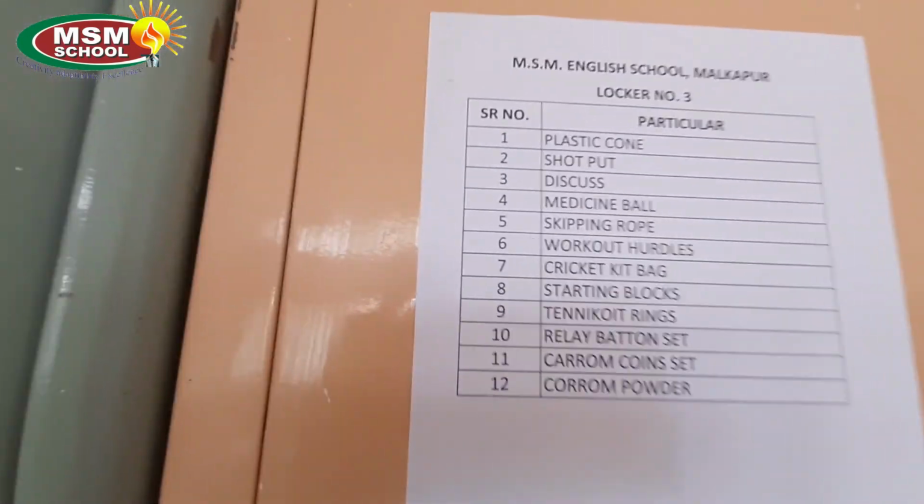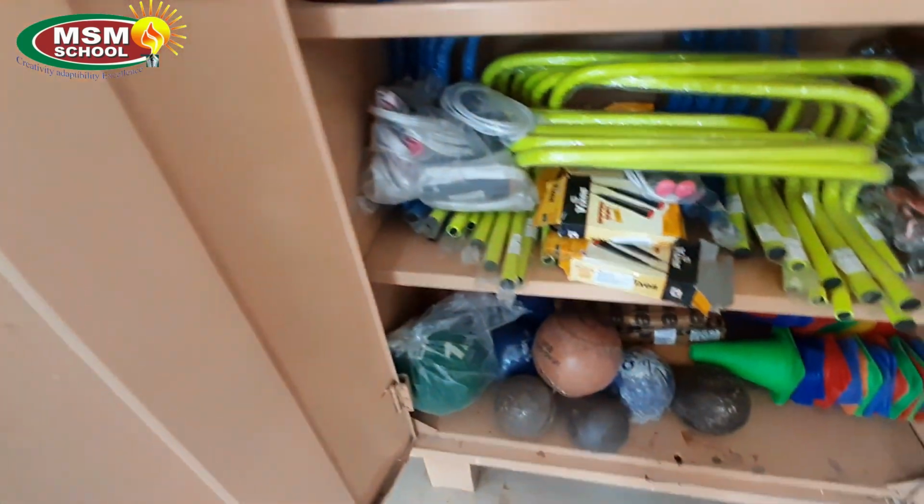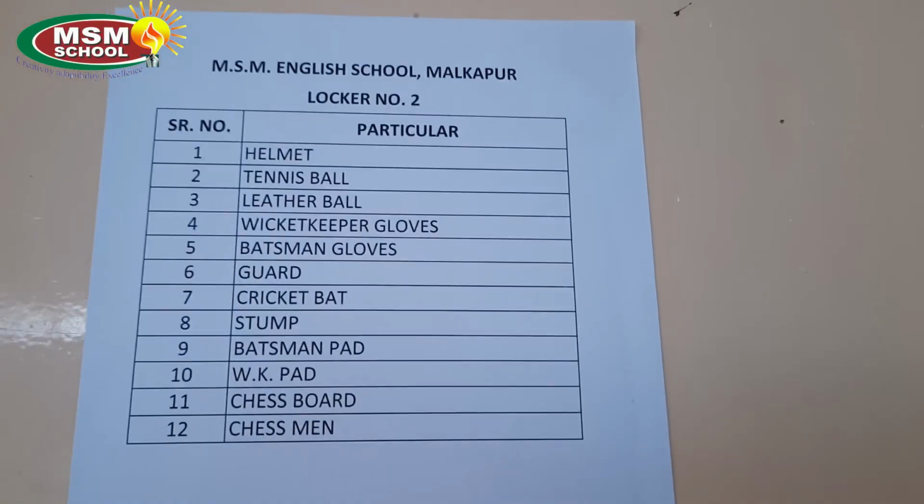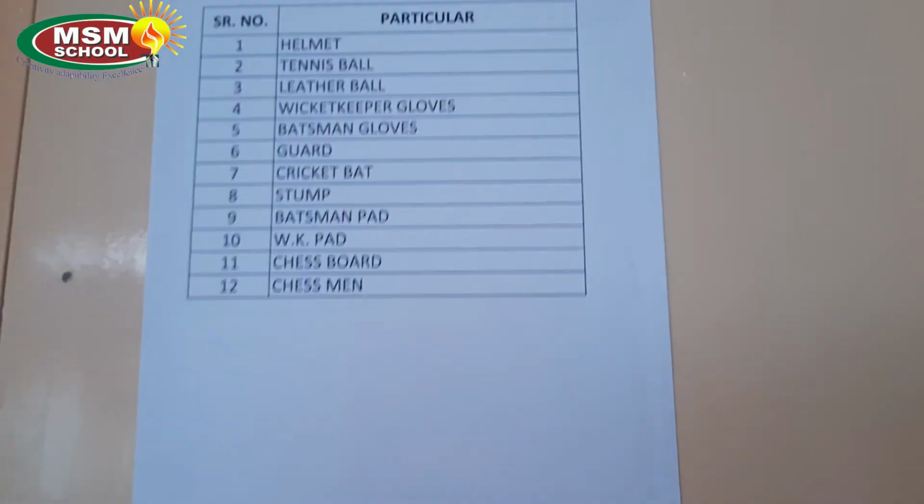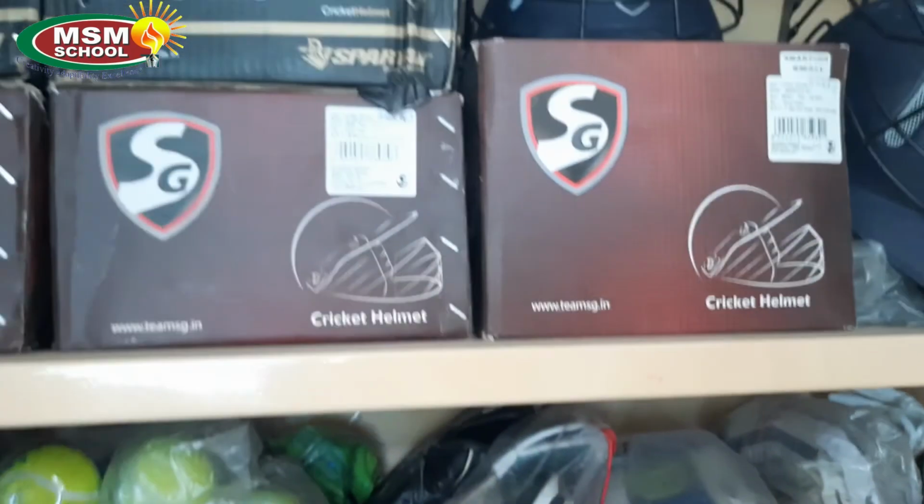So this is a plastic cone and shot put and discus. So heavy sports equipment is kept over here, and you can see these are visible as well. In this locker we have got helmets and tennis balls and leather balls, cricket bats, stumps, wicket keeper's pads, chess boards. So you can see these things are there.